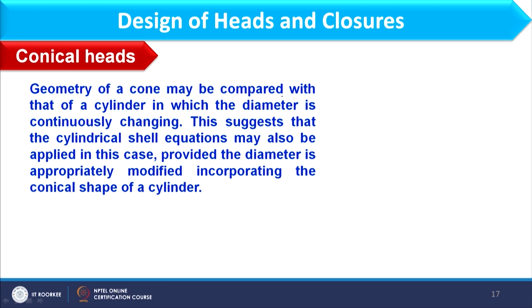Okay. And the next heads I am having are the conical heads. Now the geometry of a cone may be compared with that of a cylinder in which the diameter is continuously changing. Okay. So if I am considering a conical shape, it is like this. The diameter is continuously changing from top to bottom. This suggests that the cylindrical shell equation can also be used in this case, provided the diameter is appropriately modified, incorporating the conical shape of the cylinder. So as this diameter is continuously changing, we usually design conical heads in two ways.